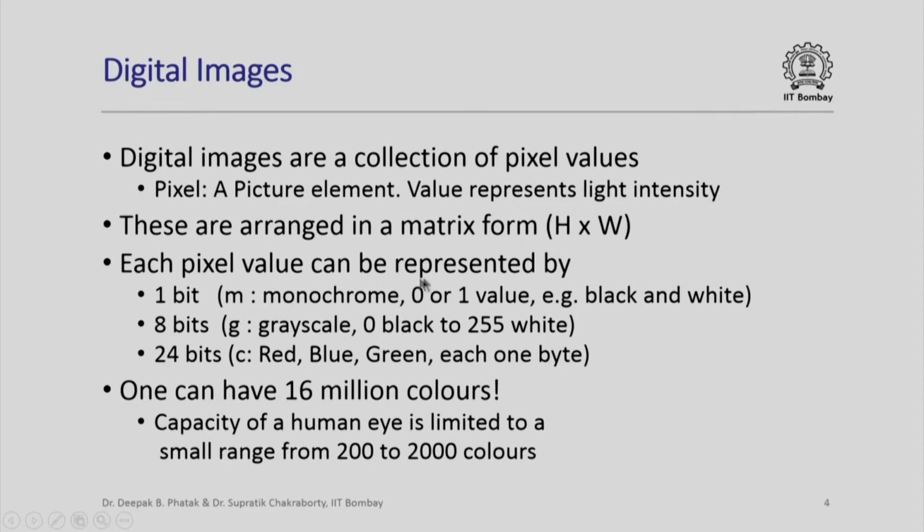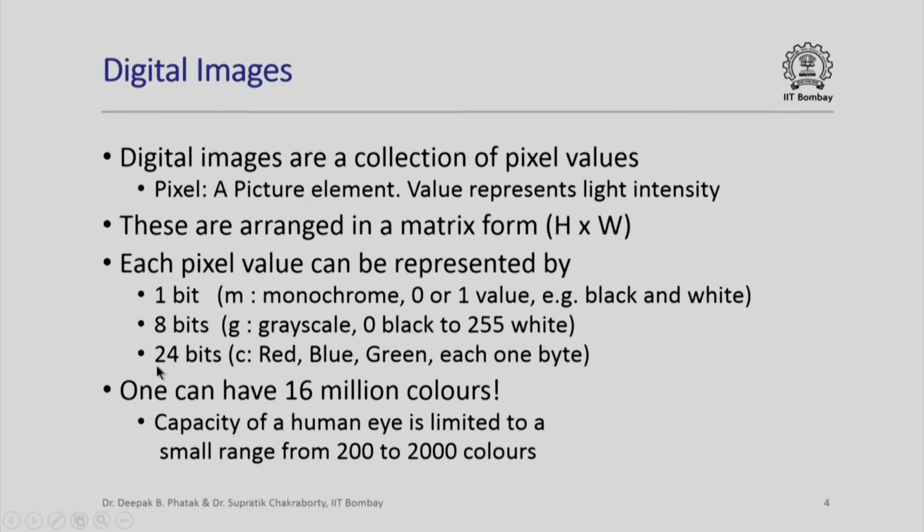Each pixel value can be represented either by 1 bit, which means it is a monochrome image, 0 or 1 value, that is either black or white. It could be represented by 8 bits, which is called a grayscale image. 0 would mean black and 255 will mean white. So, you get all shades of black and white.